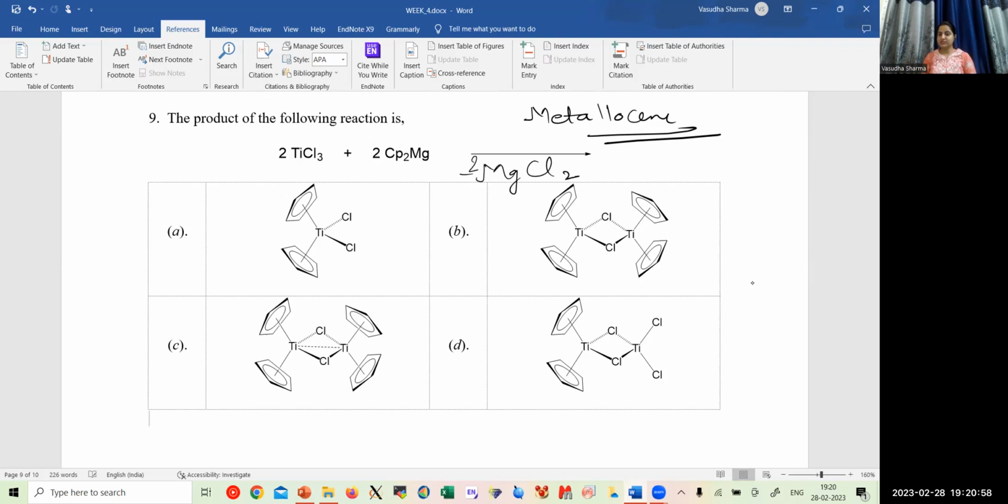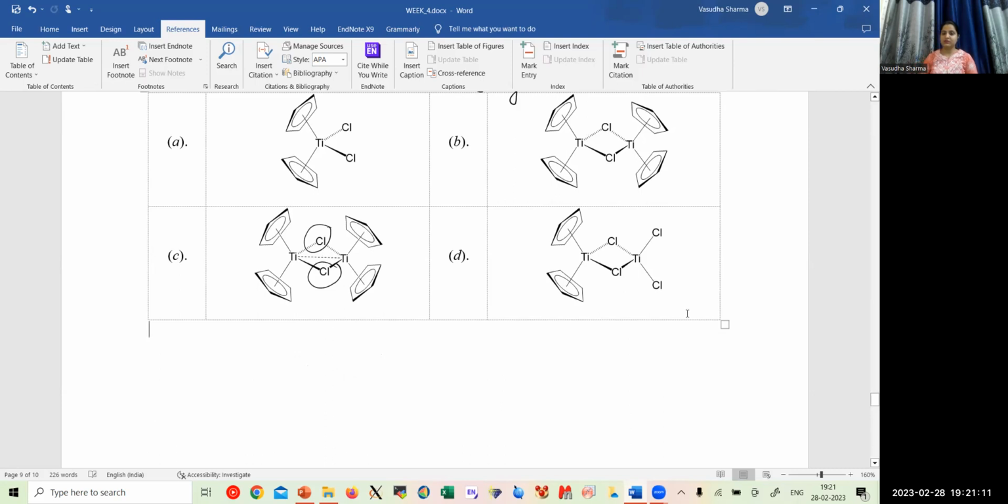So since 2 Mg are there, 4 Cl will be gone out, only 2 are left. So to balance that, we will be having Cl and Cl in the picture. And the other Cl will be replaced by the Cp rings that we have. Now, which one is the possibility? This couldn't be the possibility because the Cl is going, the Cp has to be adjusted. This can't be the possibility.